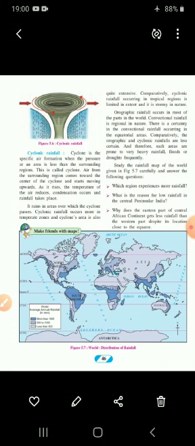The first question is: which region experiences more rainfall? You are supposed to answer this by observing the index. Understood? On the left side the index is given. You are supposed to observe the index, the shade of the rainfall.